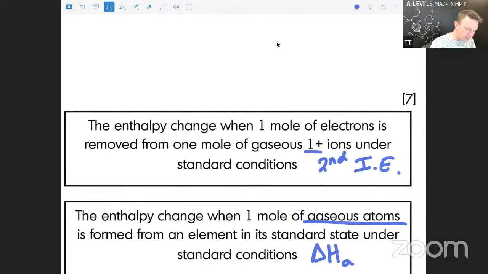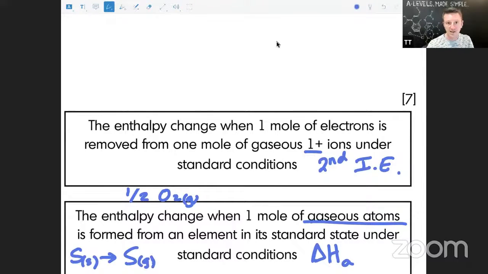So think about it. 1 mole of gaseous atoms is formed from an element in standard state under standard conditions. So for example, you could have solid sulfur, and that would go to gaseous sulfur. So it's the atomization. Formation is completely different, we're going to get to that. Or you could have half O2 gas, which is in its standard state under standard conditions. Oxygen is O2 and it's a gas at standard conditions. That would form single O gas. So we've got gaseous atoms, we've broken that up. It's a really important one, that one.